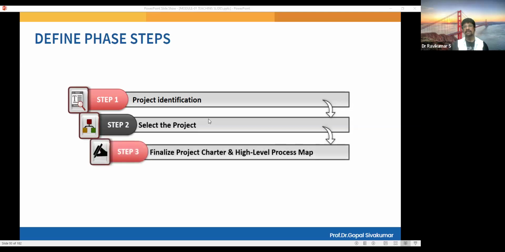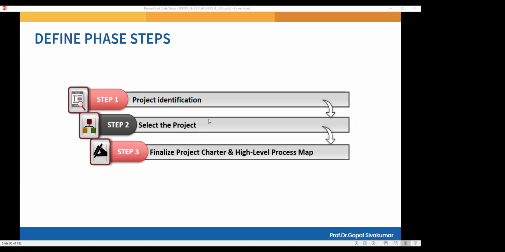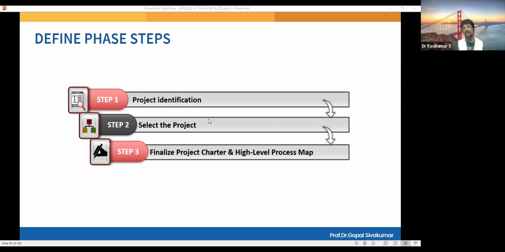Then at the end, we are going to finalize the project charter. What is the project charter? Project charter is just a report. It has 6 important components. We are going to see that in detail. After that, there is a high-level process map. Why is there a high-level process map? It helps you to understand the various activities that are present in the particular process.